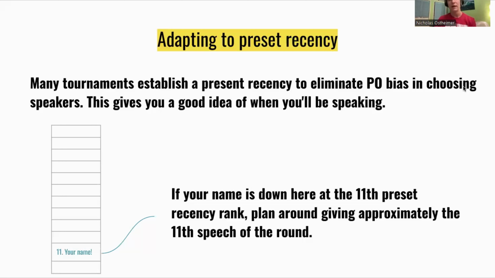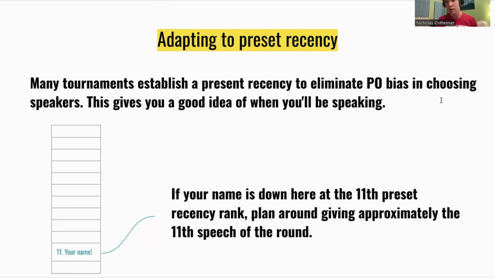So if your name is down there at the 11th preset recency rank in a room of 12 people, prepare yourself to give a speech late in the round, especially if you know that other people are prepped out. This just gives you a lot of time and flexibility to work on the speech that you're going to give rather than scrambling by the seat of your pants to adjust your speech for every point of the round. You can take the long game, the middle game, or the short game, depending on where you know your preset recency is. This is just a better use of your time and gives you more time to be deliberate.